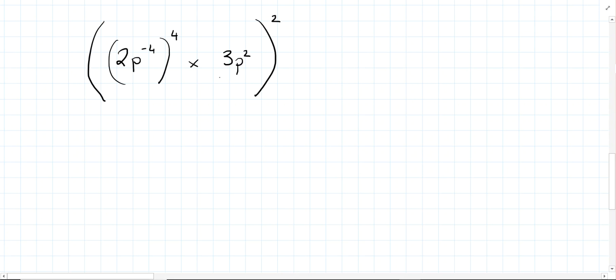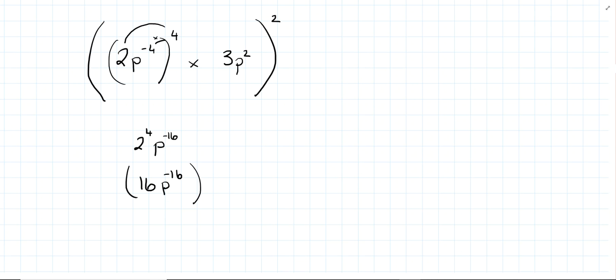Order of operations, BODMAS. We do it inside the brackets first. So the first thing I think we got wrong is that we have to apply the power there as well. So we end up with 2 to the power of 4, p to the power of negative 16. A lot of people got that p to negative 16, but they didn't have the 2 to the power of 4, which is 16. So that's that first bit done. I can remove those brackets now.